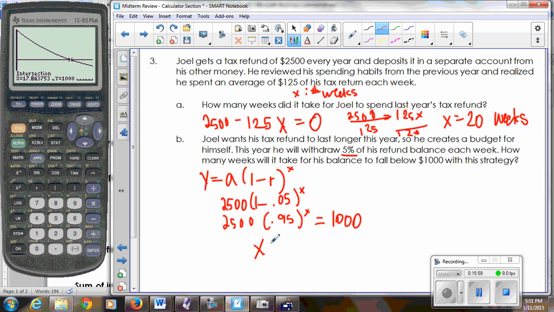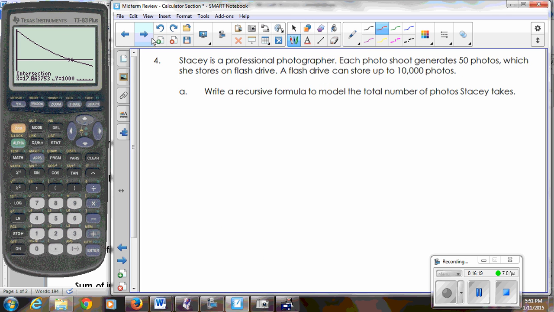And so x equals 17.864 weeks. So that's pretty good. With the other method, he is broke in 20 weeks. With this method, at 18 weeks, he still has like $1,000 left. So that's pretty decent. And number 4, it says, Stacy is a professional photographer.